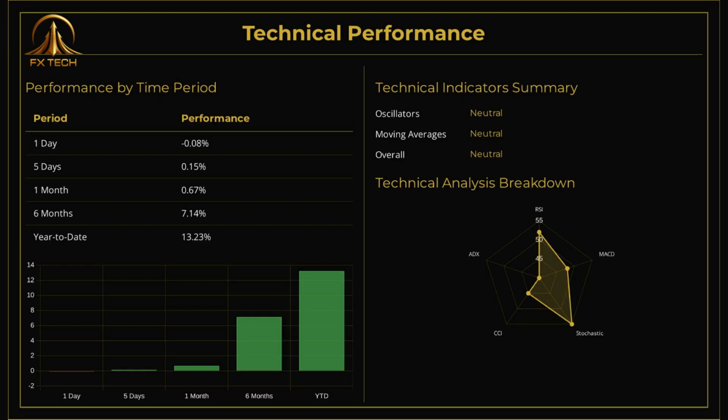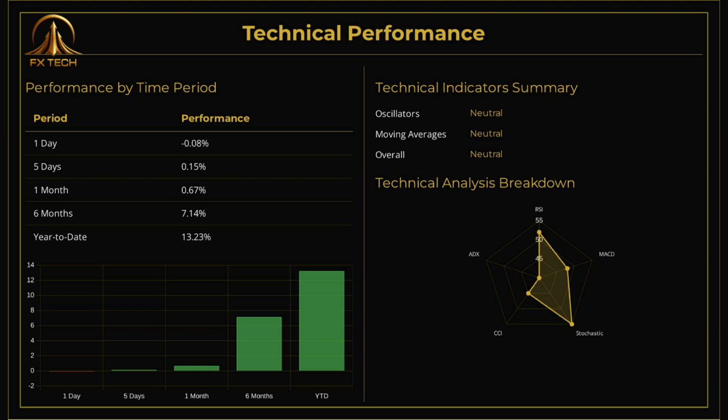Now let's delve into the technical performance of the euro to US dollar pair. The table on the left shows the performance across various time periods. While the pair has experienced a slight dip in the last day, the overall trend remains positive, with gains of 0.15% over 5 days, 0.67% over the past month, and a significant 13.23% year-to-date.